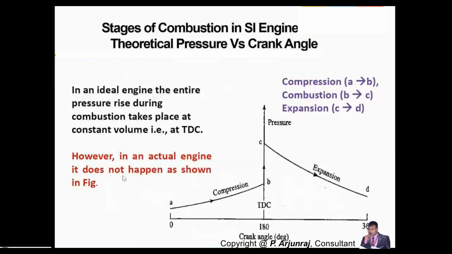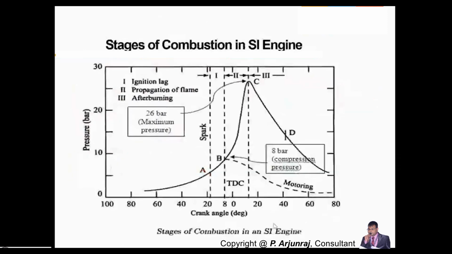However, in an actual engine, it does not happen as shown here. It will not happen like this. So how will it happen? It will happen like this. These are the stages of combustion in an engine, on the pressure versus crank angle diagram. So AB is the first point, here before TDC, close to 20 degrees, where the spark gets ignited.